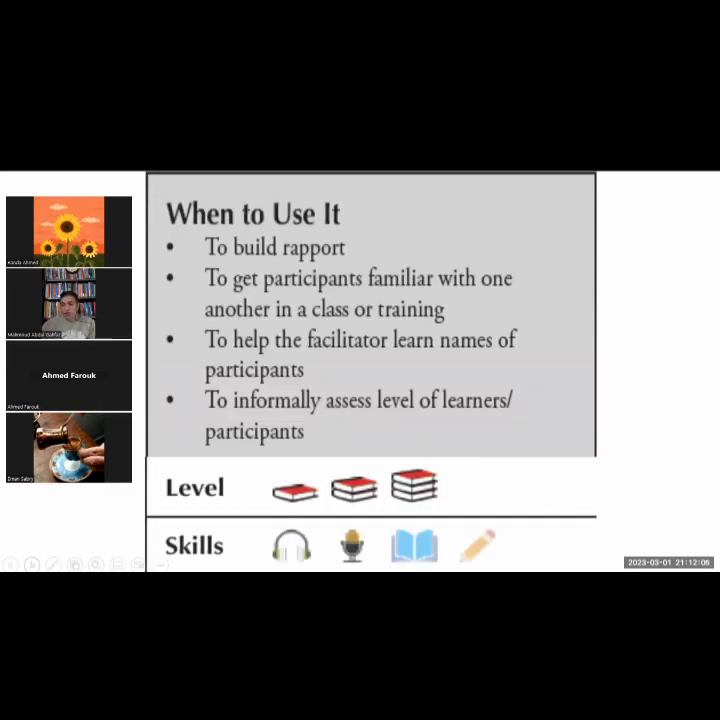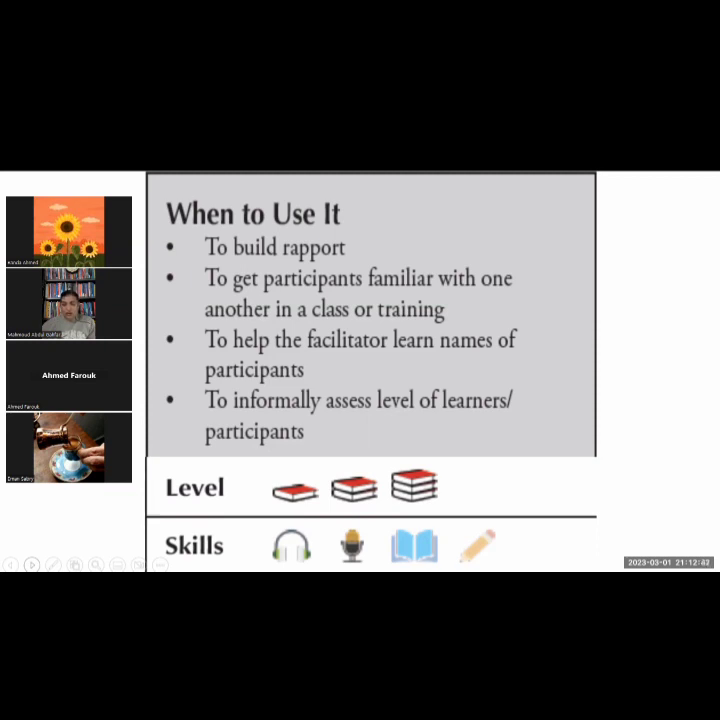We use corner name tent to build our rapport and to get participants familiar with one another in a class or a training course, to help facilitators learn names of participants. So if you want to learn names of your students, you have to do this activity. For example, you are in the first period of the year and you don't know your students because they are all new for you. So what should you do? You should do this activity. It is called corner name tent. It's very easy, and I will tell you how to do it.